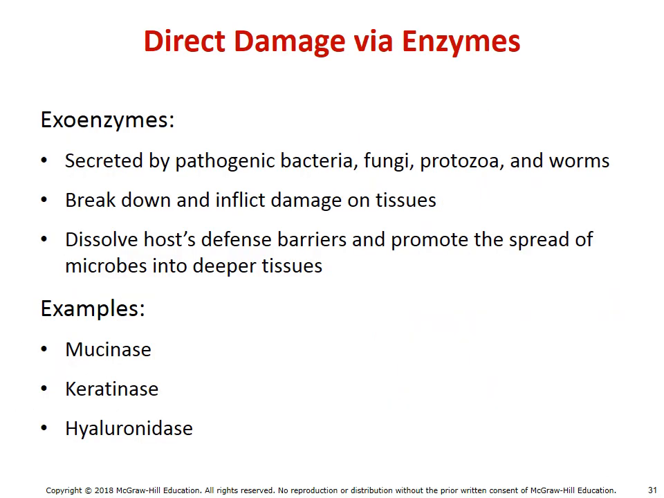A good example is exoenzymes. Exoenzymes are going to be things secreted by microbes like bacteria, fungi, protozoa, and even larger things like worms. The idea is that they're going to damage tissues by typically breaking down things on the tissue or parts of the tissue. A good example is keratinase. Guess what keratinase is capable of doing? Well, breaking down keratin, which is an important fiber that helps, again, with the structure of many tissues.